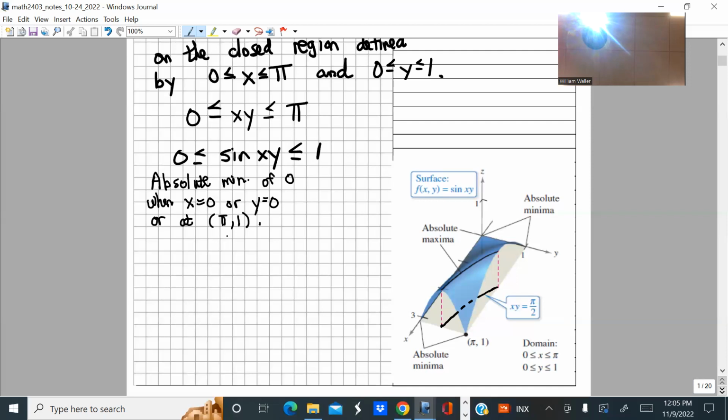That's where x times y is equal to pi over 2. So if you track that curve in the xy plane, you get a bigger curve than this. But a little piece of that curve goes through this rectangular region, this piece of the xy plane. And so above this curve in the xy plane, that's where the surface hits a maximum. So you get absolute maximum everywhere x times y is equal to pi over 2.